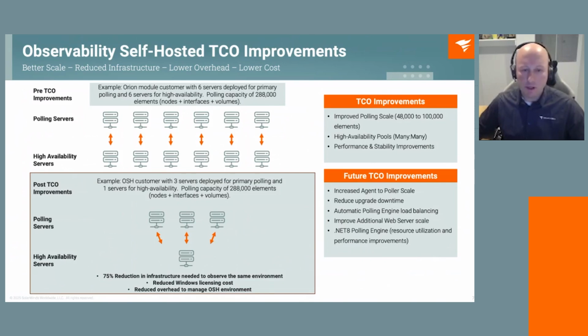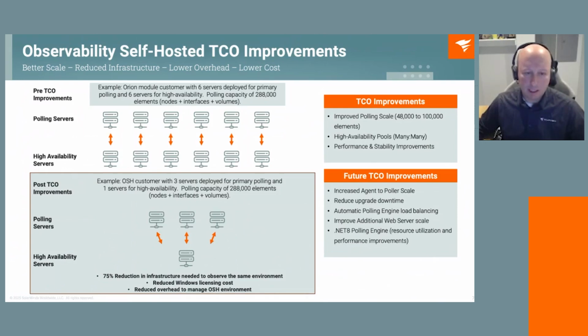And what we've been trying to do is figure out how we can make this easier for any admin, especially for those with larger deployments. So one, with increasing the element count from that 48,000 element mark to the 100,000 element mark, we're able to shrink the 6 original polling engines down to just 3 with the same coverage. And so we're decreasing that significantly.